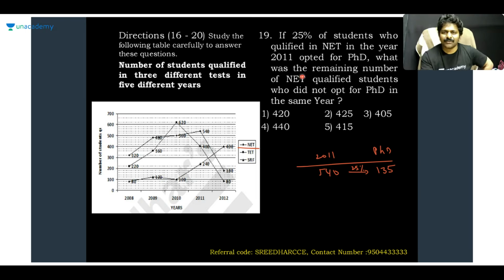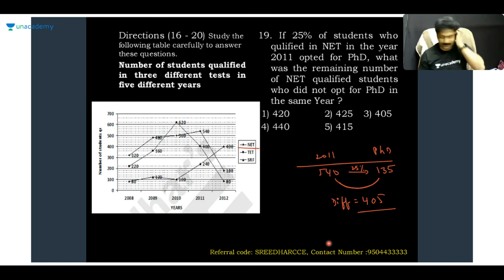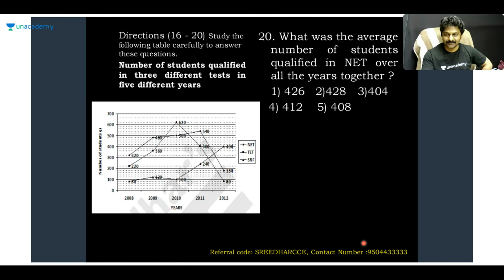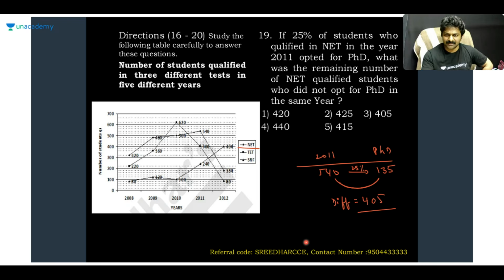Next, what was the remaining number of NET qualified students who did not opt for PhD in the same year? Meaning you're asked to calculate just the difference. 500 minus 100, 400. 40 minus 35, 5. That is 405. Done, simple. Difference. Yeah, 75 percentage. Look at the last digit. There are 3 options ending with 5.